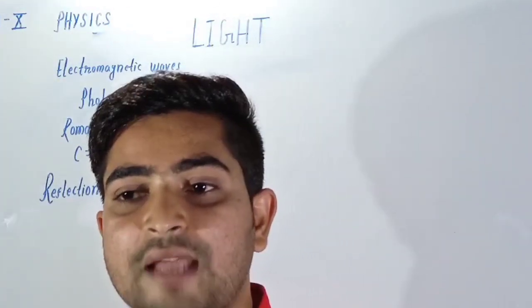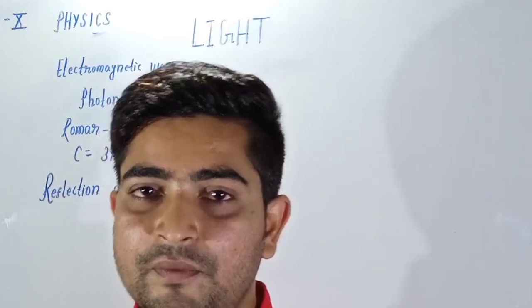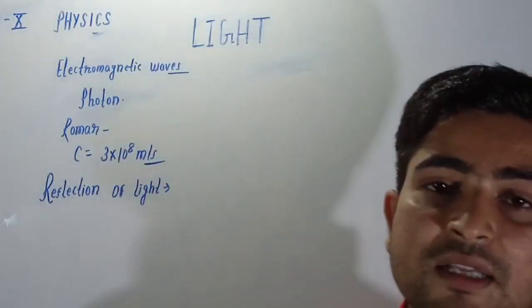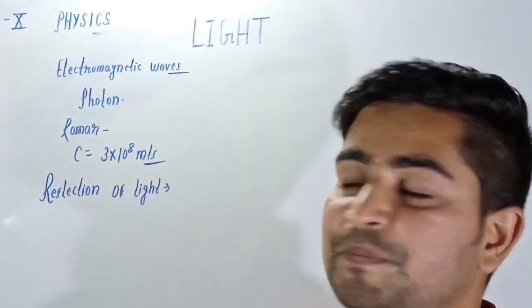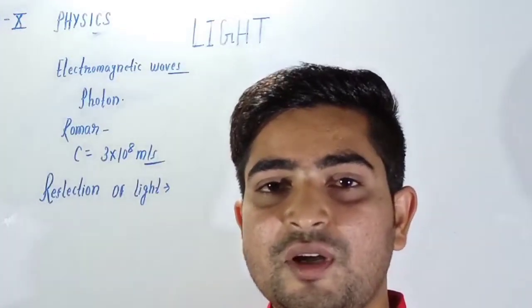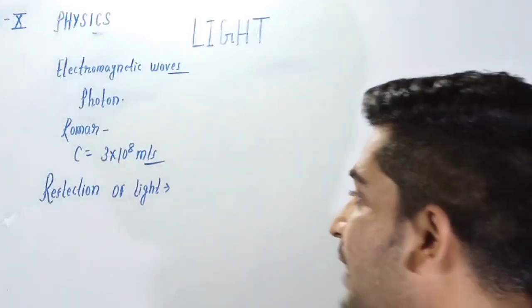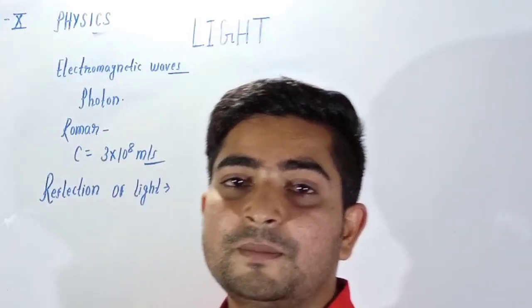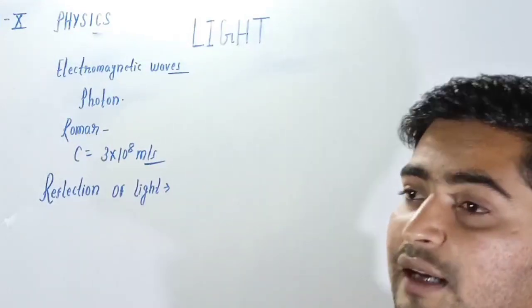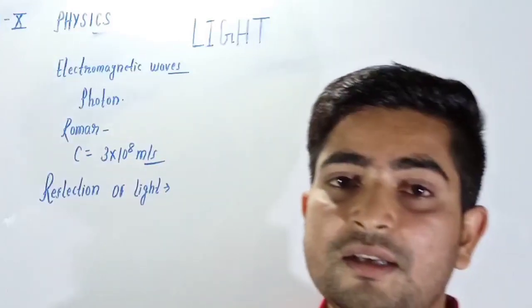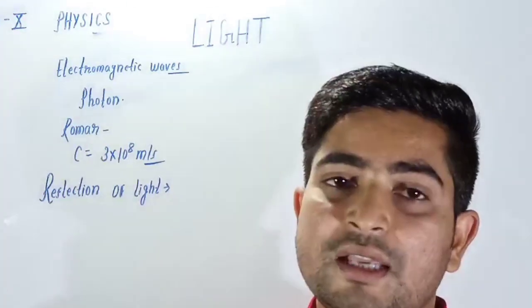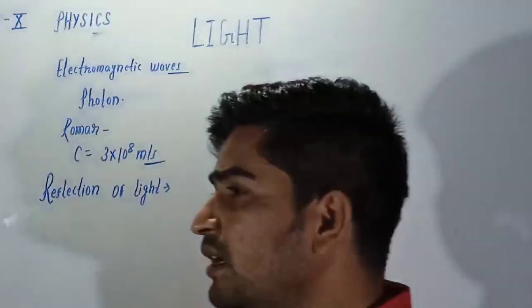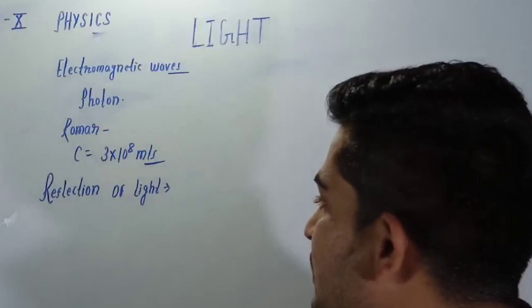The question that will come in your exam will be, what are the laws of reflection? You have to write that. Sometimes the definition can also be asked, what is the definition of reflection of light? So you can write the definition that the phenomenon of bouncing back of light when it falls on any object or on any surface is known as the reflection of light. Now there are two laws of reflection of light.